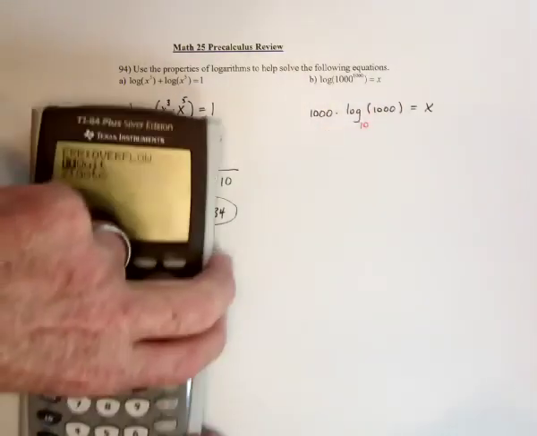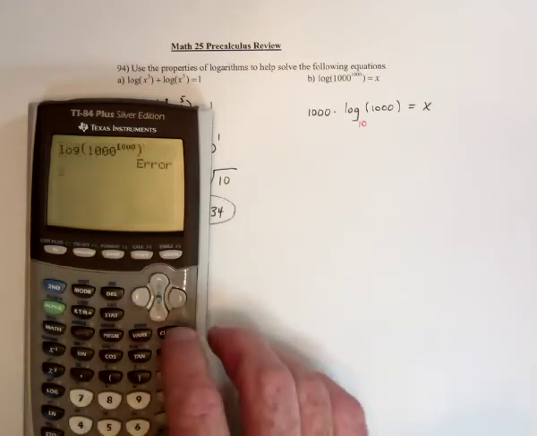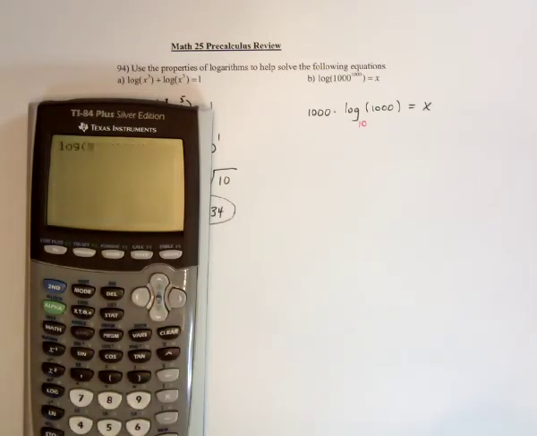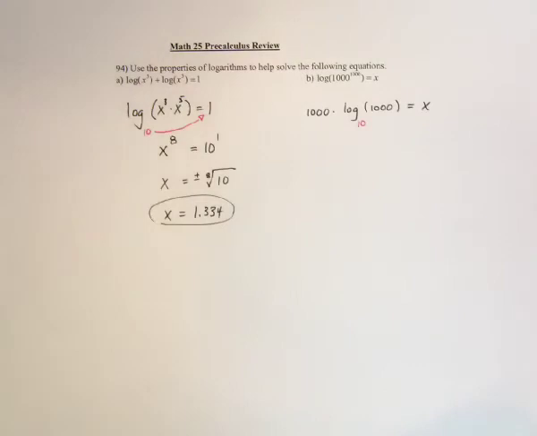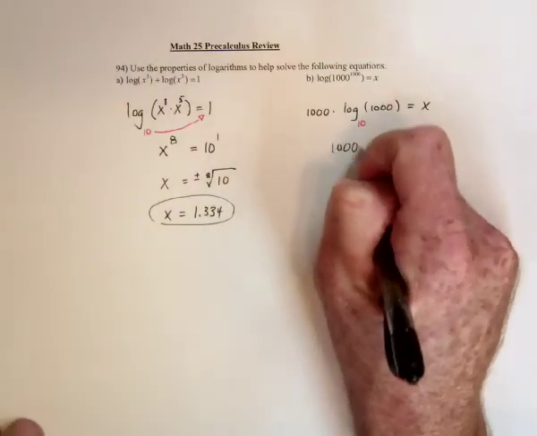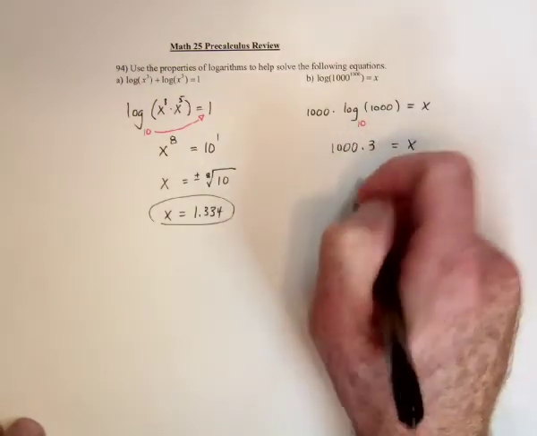So let's see if the calculator is smart enough to do that. So if you just do log of 1,000, sure enough, it's 3. So we've got 1,000 times 3, or 3,000.